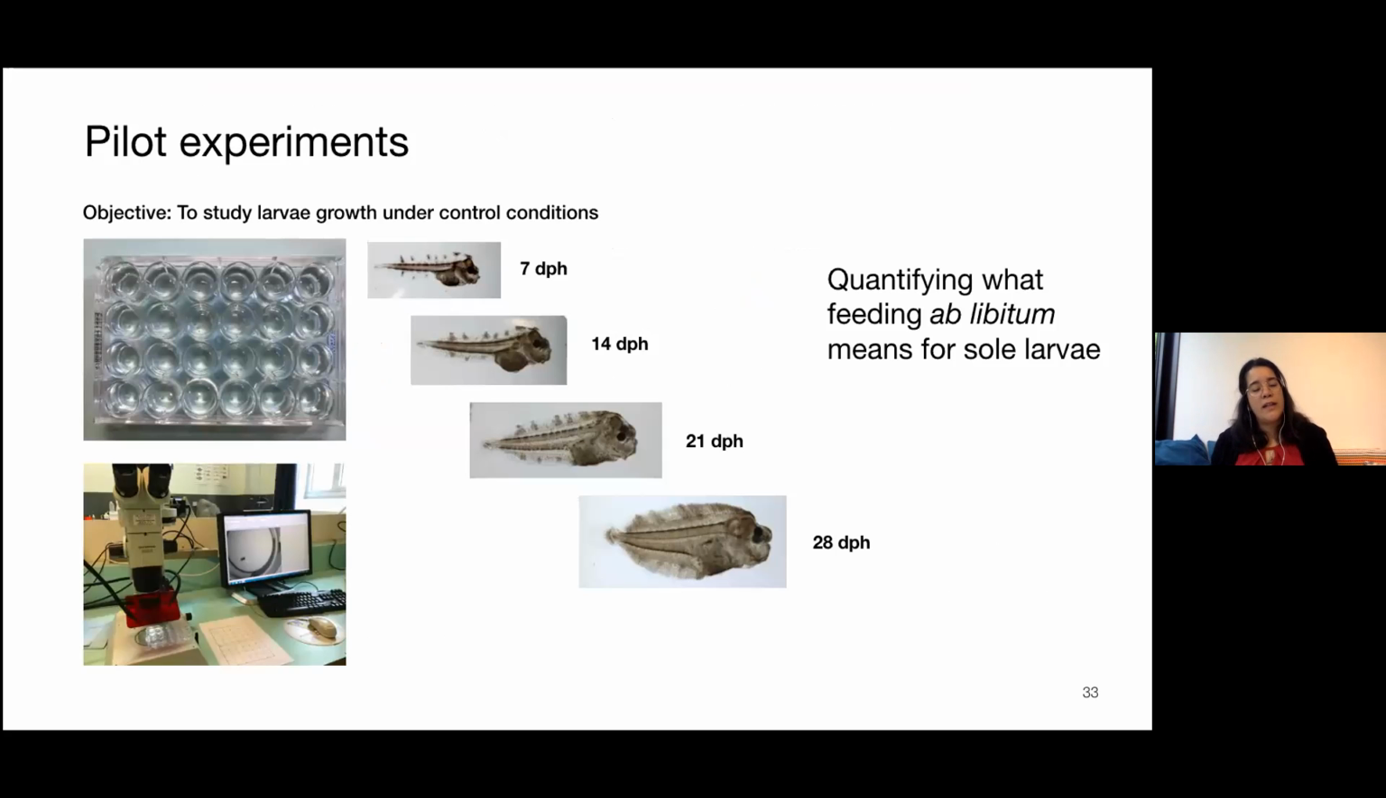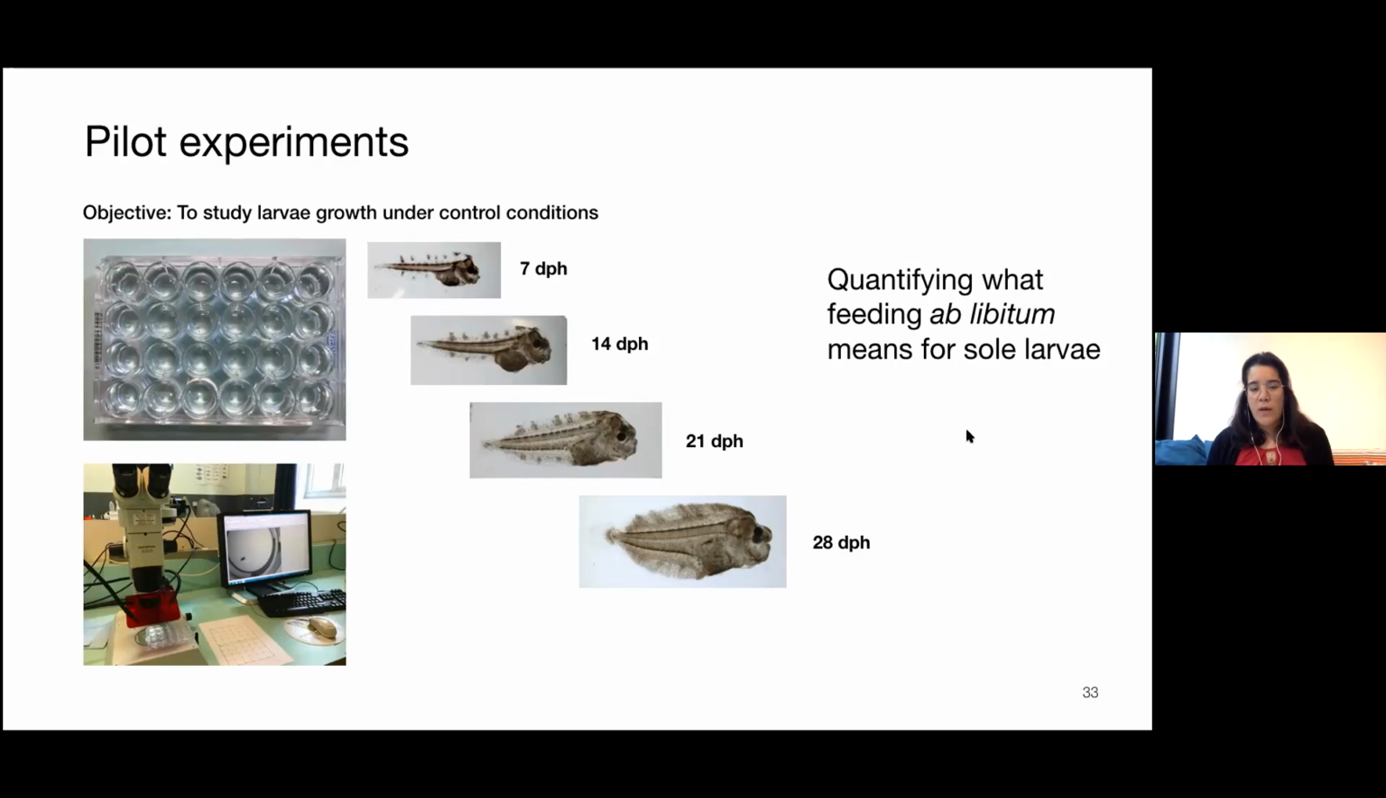Before running the current experiment, we did a pilot back in 2019. And so these are some pictures to illustrate what we are trying to do. Here you're supposed to see a tiny little larva. Here there's one, but I'll show you a video in the next slide. And here is the same individual that grew along our experiment and didn't reach complete metamorphosis by 28 days post-hatching, but was pretty close to it.